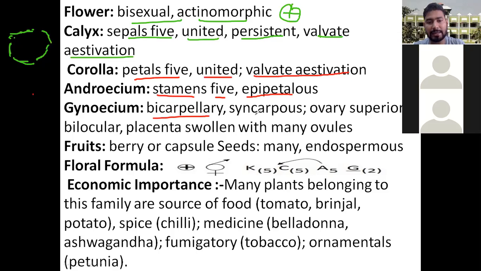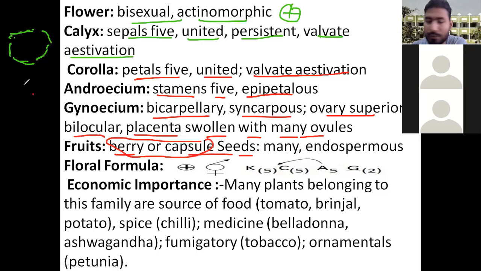Gynoecium bicarpellary, syncarpous means these carpels are fused. Ovary superior, hypogynous, bilocular. Bicarpellary came, bilocular definitely will come. Placenta swollen with many ovules. Fruit is a berry or capsule. Solanaceae fruit is a berry or capsule. Clear?